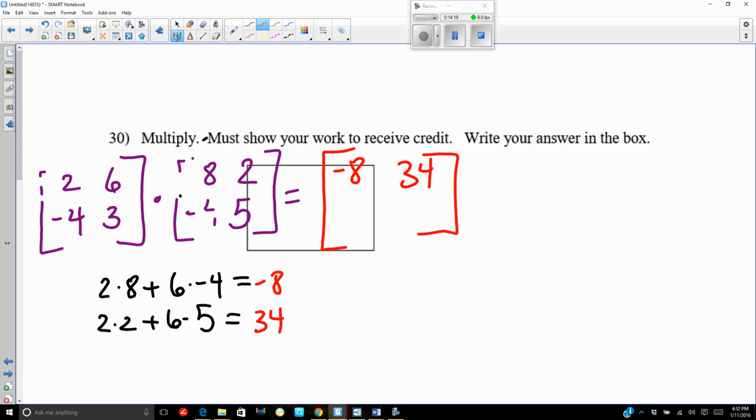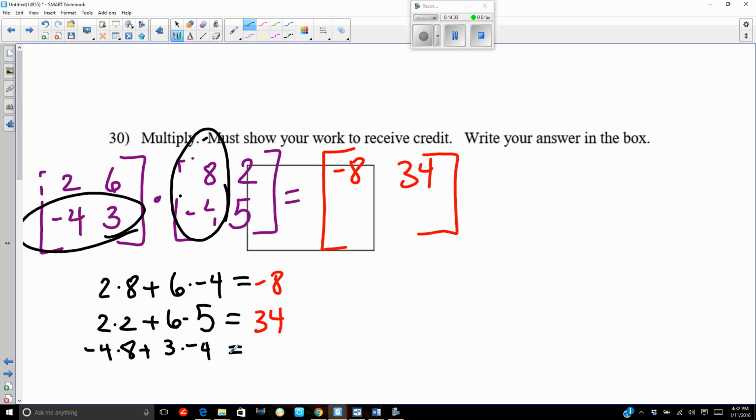All right, now we need to take the second row and multiply it by the first column. So that's negative 4 times 8 plus 3 times negative 4. And then lastly, I'm going to multiply the bottom row times the second column. I'll just do this all in one step. So negative 4 times 2 plus 3 times 5.